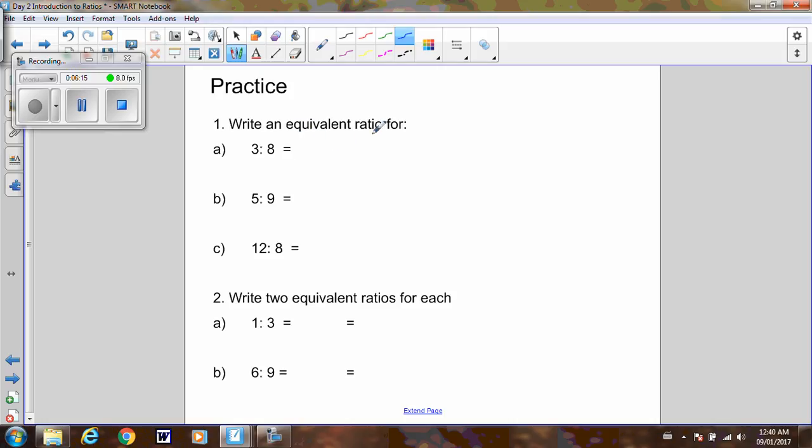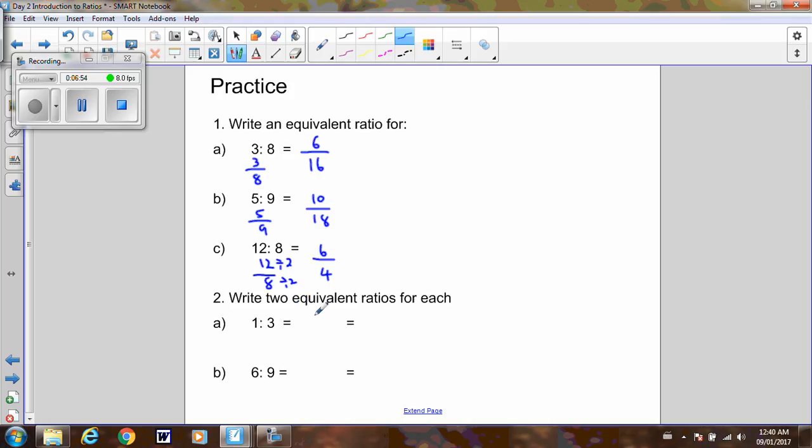So an equivalent fraction ratio for 3 over 8 could be 6 over 16. So remember, this is the same as 3 over 8. And 5 over 9, if you multiply it by 2, it will be 10 over 18. And this here, 12 over 8, if you divide 12 and 8 by, let's say, 2, top and bottom, you're going to get 6 over 4. Okay? And there are other possible answers, but these are just a few examples.